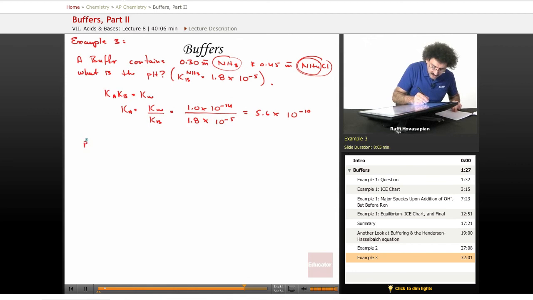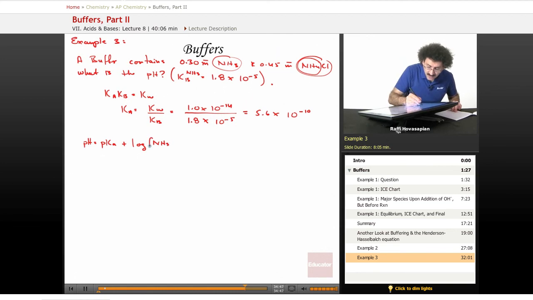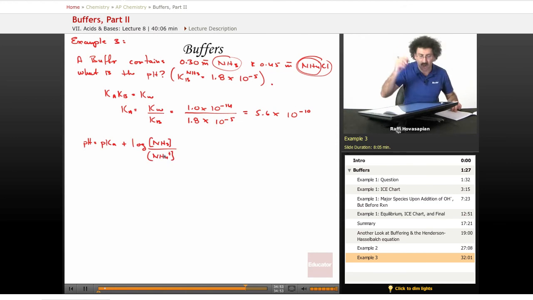Now we write down the Henderson-Hasselbalch equation: pH equals pKa plus the log of base over acid. In this case, the base is NH3. That is your weak base. Its conjugate acid is ammonium. So remember, base over acid. Let me just write that here. This is the base on top, and this is the acid on the bottom.